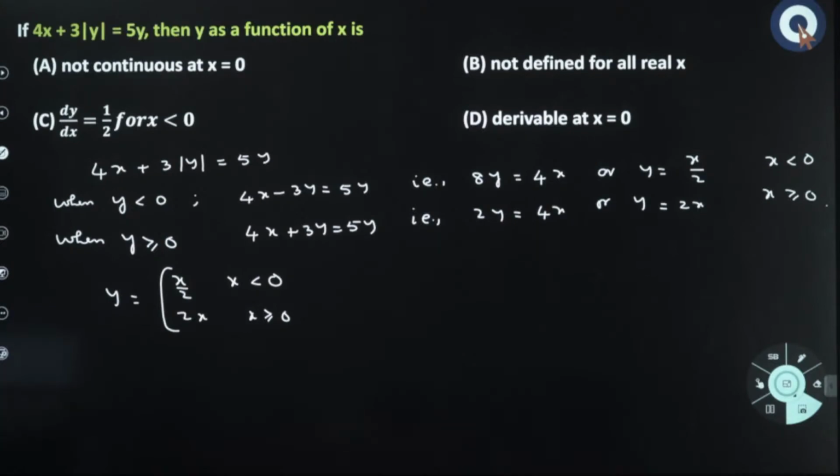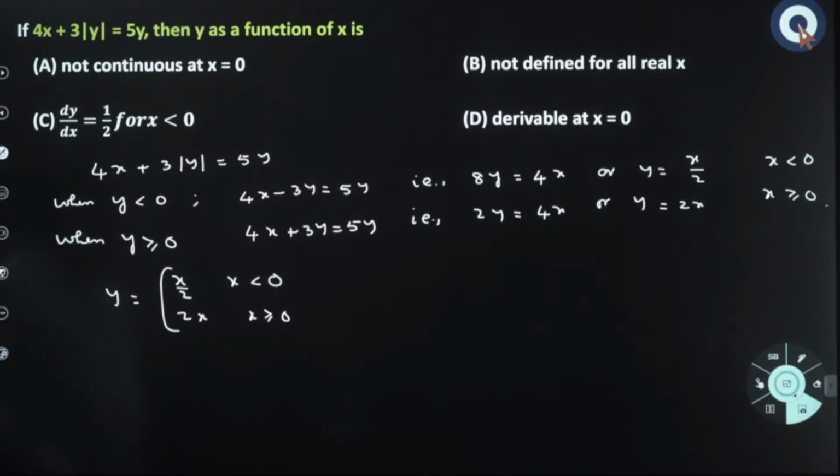So you can put equality anywhere, no problem. Y is equal to this much. All right. So therefore, this is continuous at x equal to 0. The left hand limit is 0, the right hand limit is 0, and the value is 0. Therefore, it is continuous at 0.